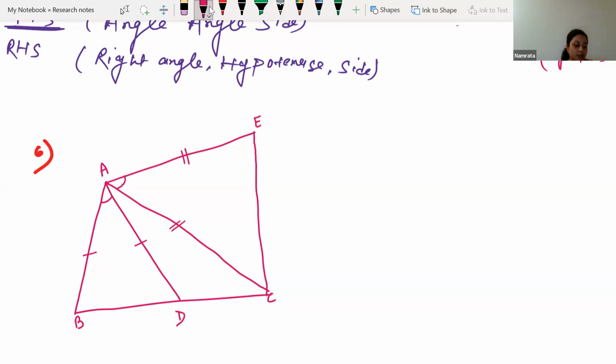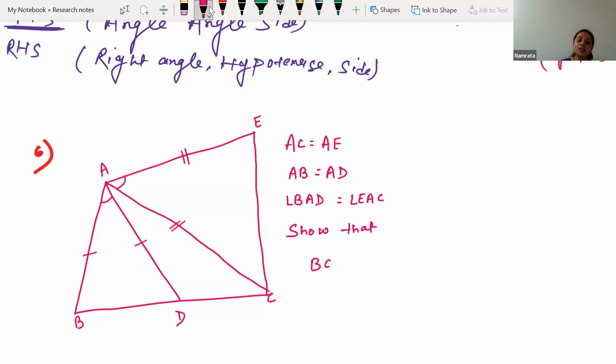Here it's given that in this figure AC is equal to AE. I'm writing everything whatever is given in the question. Now it is also given that AB is equal to AD and angle BAD is equal to angle EAC. And we have to show that BC is equal to DE.